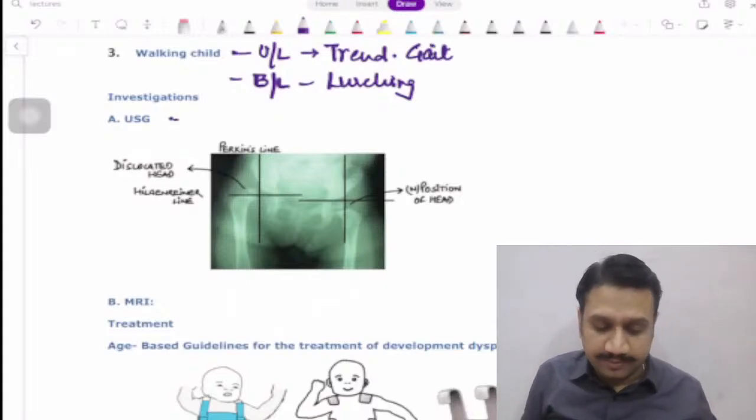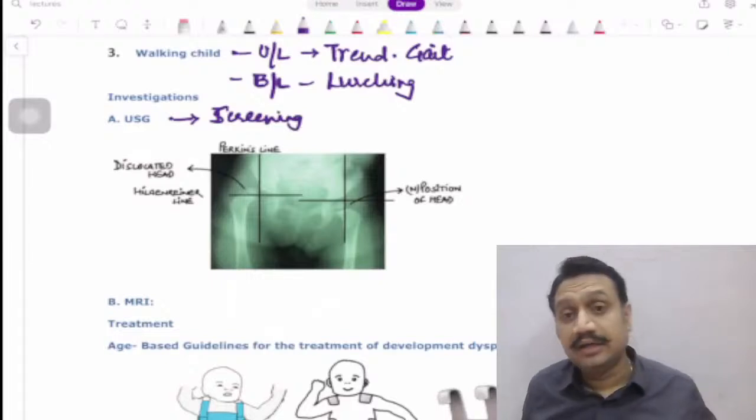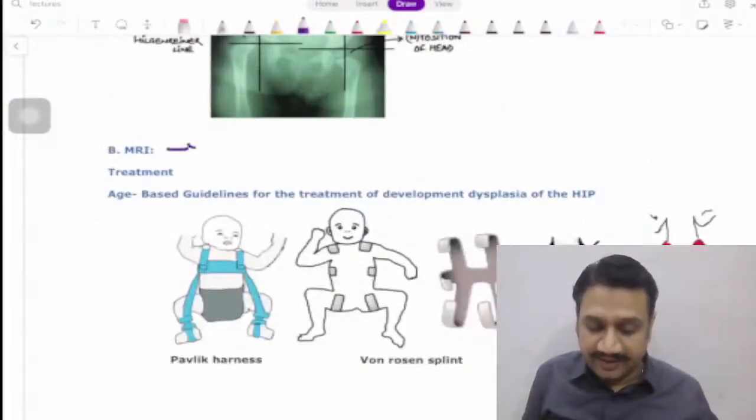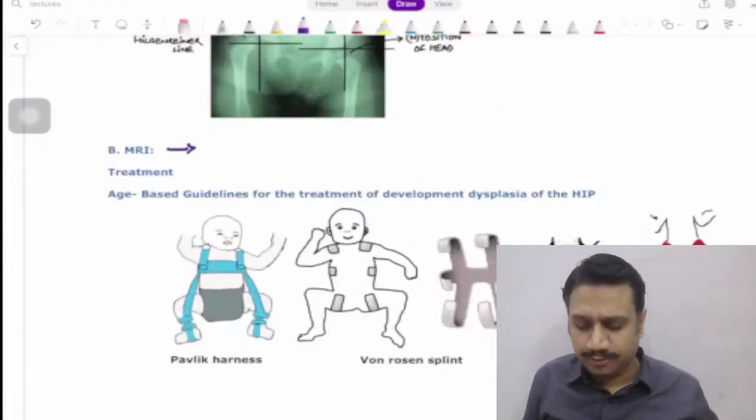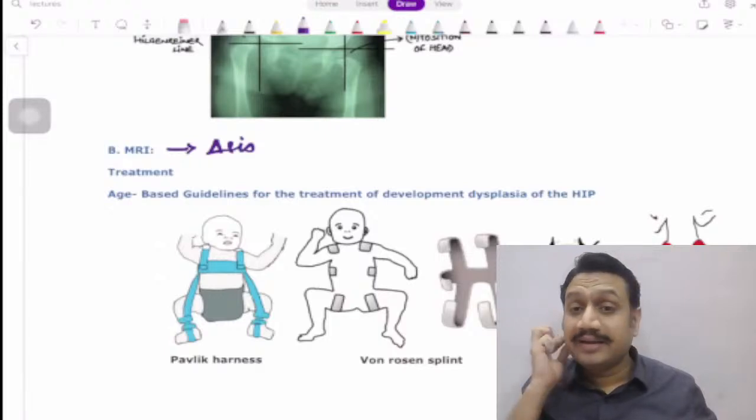If you have to diagnose the patients, it has to be the investigation of choice. When they say for screening, when you have to screen, only ultrasound. When you have to plan the management and confirm the diagnosis, everything has to be seen, then it has to be MRI. So ultrasound and MRI are to be done here.